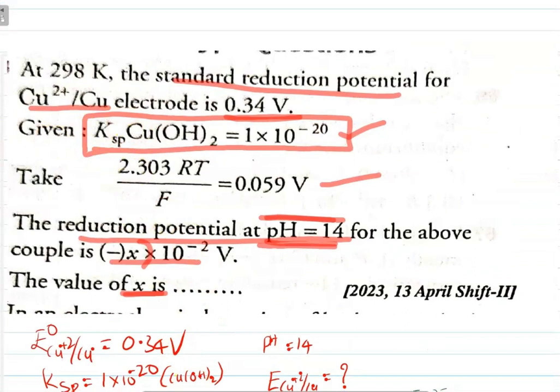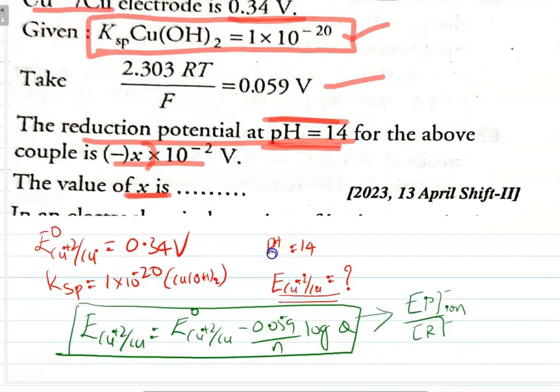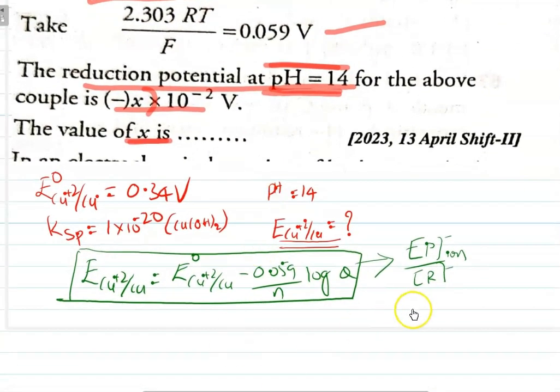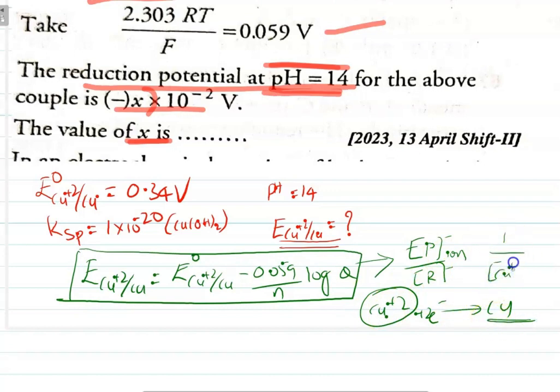Cu plus 2 to Cu is our reaction. Cu plus 2 is becoming Cu, so it will take up 2 electrons. Cu plus 2 is the reactant ion. On the product side there are no ions, so Q will become 1 by the concentration of Cu plus 2. So let's calculate E for Cu plus 2 to Cu. We don't know the concentration of Cu plus 2.